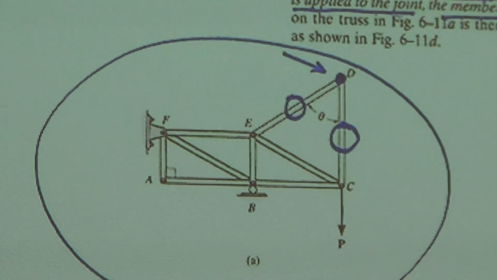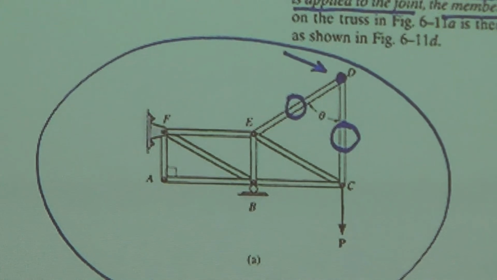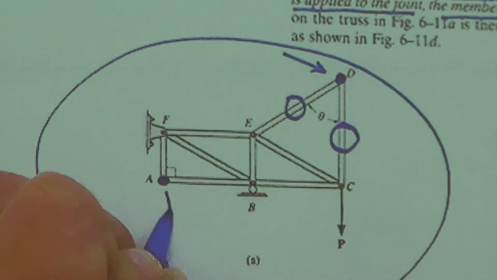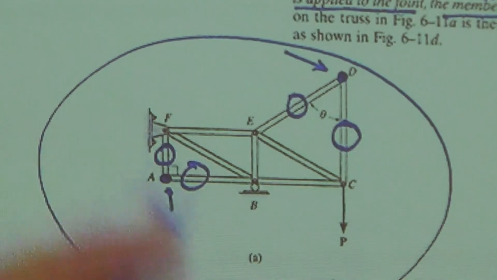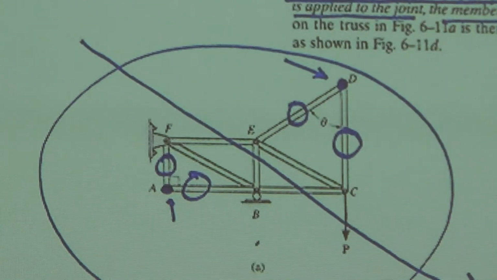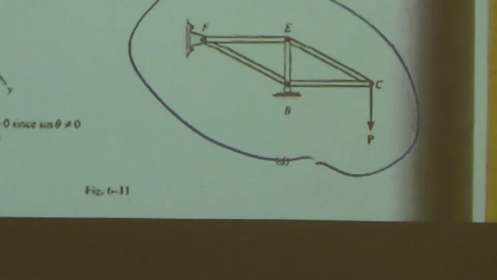Do you see another joint that follows that rule? A. Joint A follows that rule too. So this is zero, this is zero. There is no reason that somebody needed to design this. That's all we needed was that.